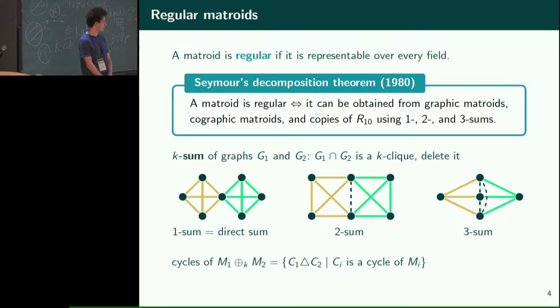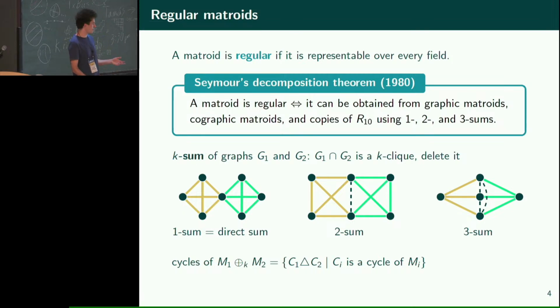Someone wants a definition. The cycles in a binary matrix are the sets that can be partitioned into circuits. So the cycles of a 3-sum or a k-sum are the symmetric differences of the cycles of the two matrices. So these are the matrix operations that we need to use. So a natural proof strategy is to show that the class of matrices that satisfy White's or Gabor's conjecture is closed under 1, 2, and 3-sums.